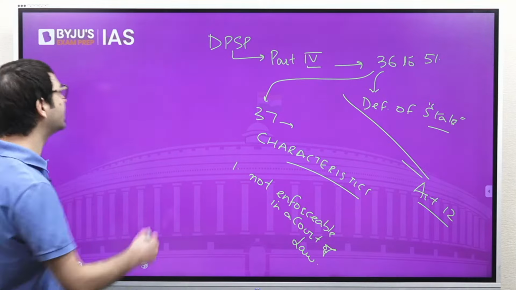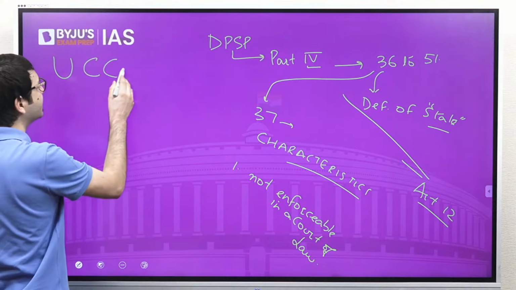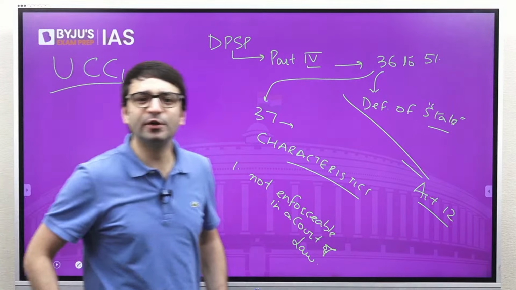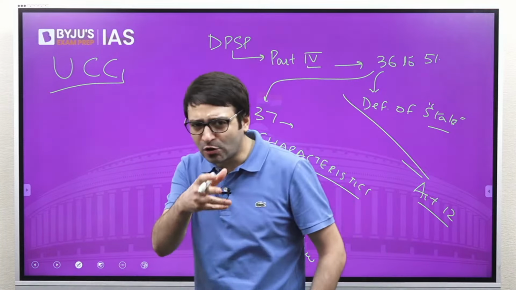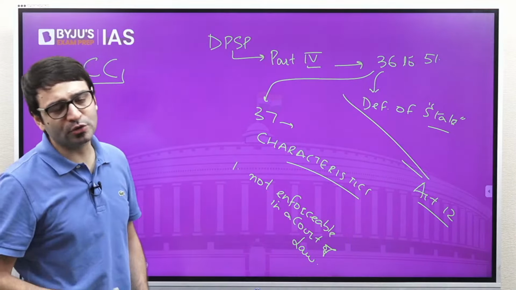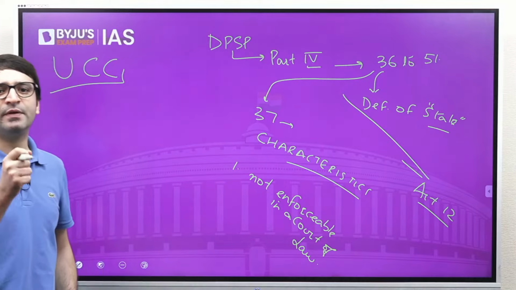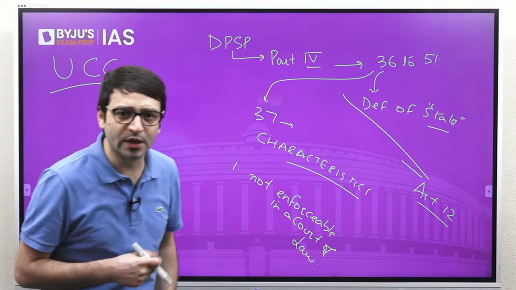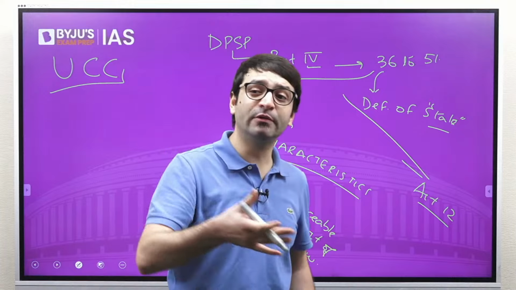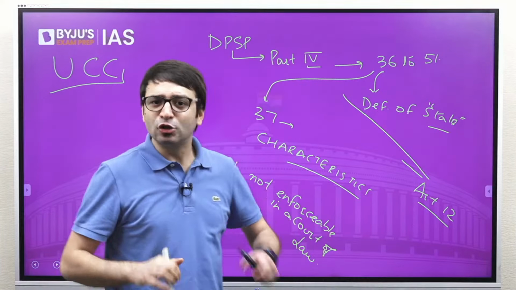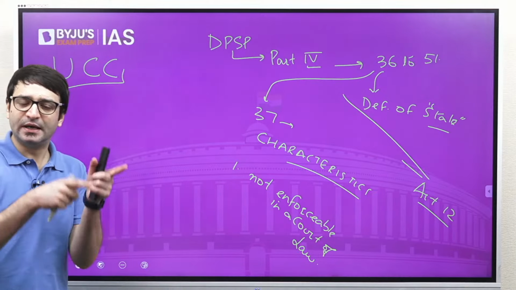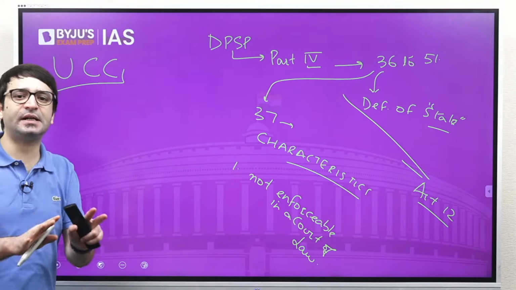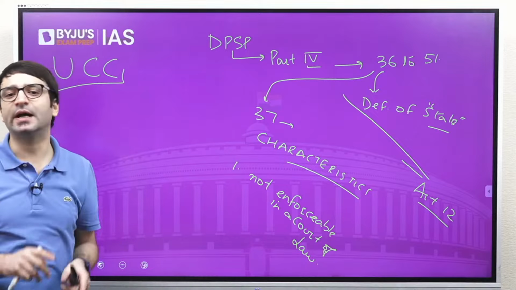And why are we discussing this? Because of Uniform Civil Code under Article 44 of the Constitution. Various petitions have been filed. Various controversies have been created. Uttarakhand government says, we will implement a Uniform Civil Code in Uttarakhand. There is a Uniform Civil Code already in Goa. So Uniform Civil Code, which is a directive principle of state policy, is in the news. So everything related to DPSPs you have to understand.